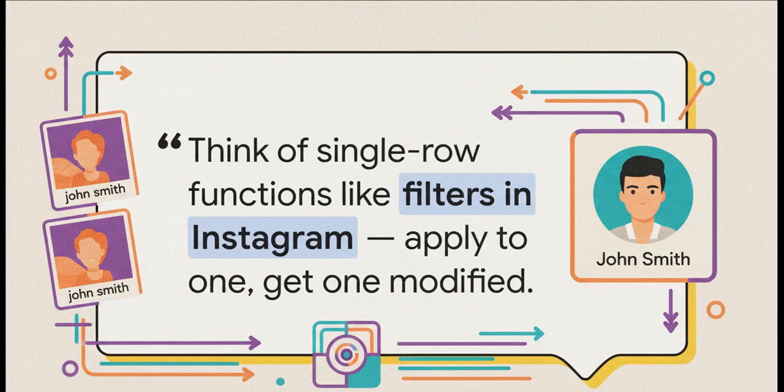This is such a brilliant way to illustrate the concept. I mean, you wouldn't slap an Instagram filter on a photo and expect to get 5 different pictures back, would you? Of course not. You get one modified photo. It's exactly the same thing here. You apply a function to the name John Smith, you get back John Smith. One clean result for one messy row.